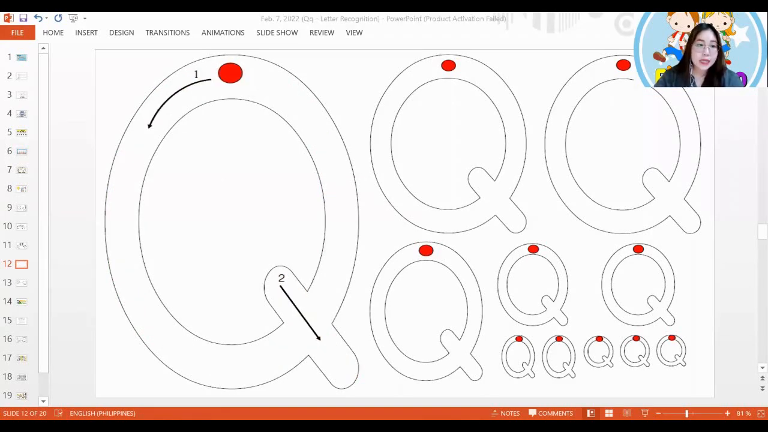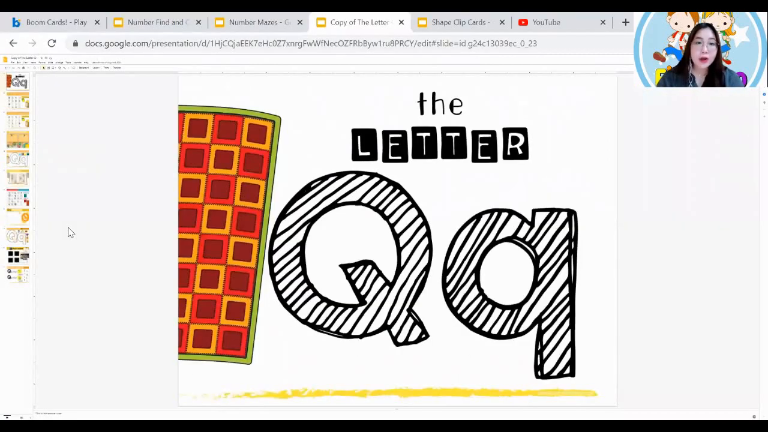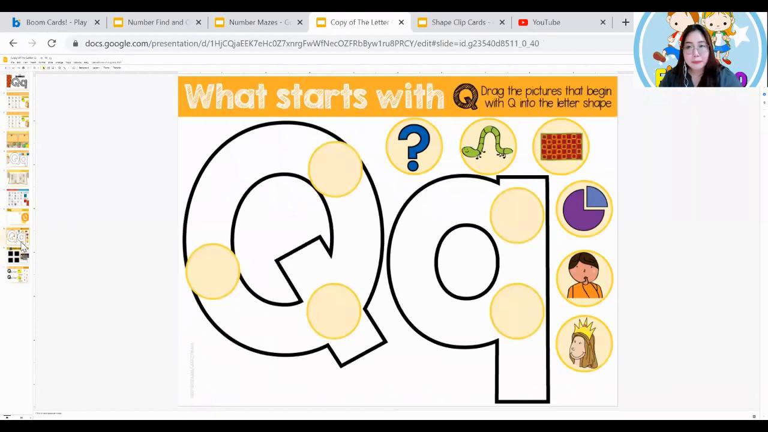All done with making your letter Q? Very good. Let's pause for a while and have our letter Q activity. Teacher has the capital and the lowercase letter Q and also pictures on the side. We have to put the pictures that start with the letter Q inside the letters. So let's start with this picture.